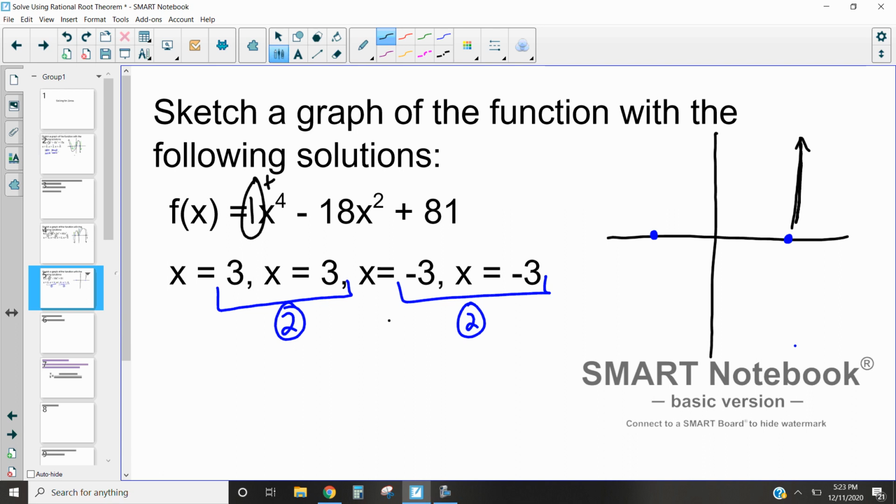So we're going to come down, but we have a multiplicity of 2, so we're going to bounce and then come up and then come down and bounce and then come back up. And that's what our function is going to look like. This is a rough sketch.